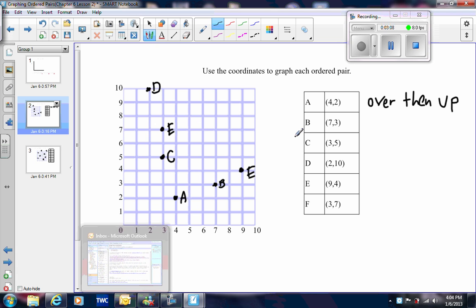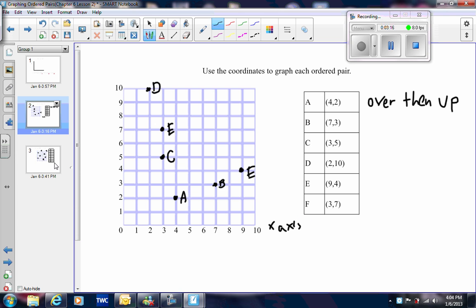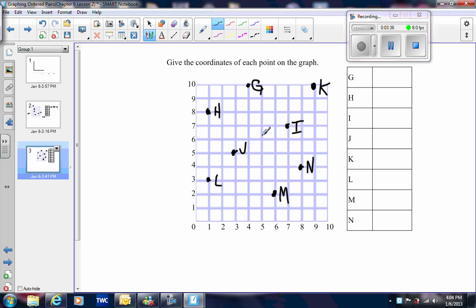Right, so you can see with each of these, this is the x-axis right here. And over here is what's called the y-axis. I went over first, did the x number first, then did the y, went up after that, and that's how I put my points at each of these spots. My next one is going to go the opposite now.